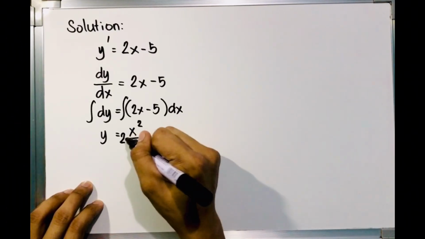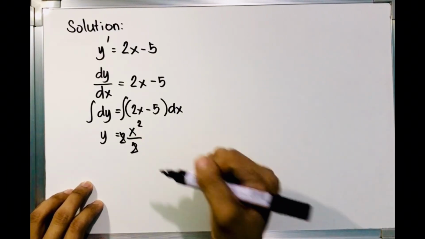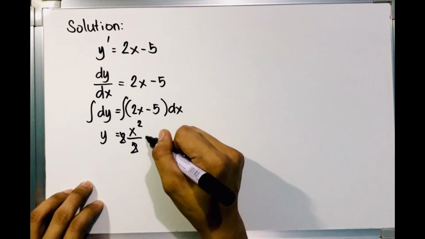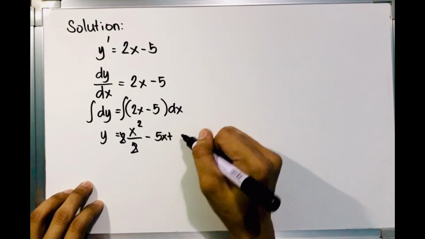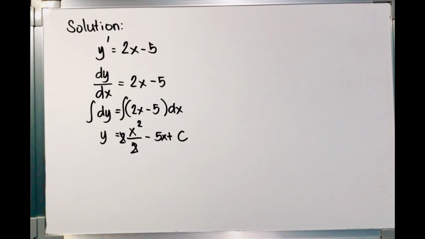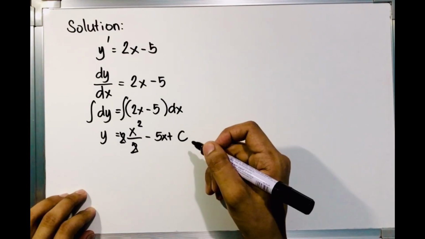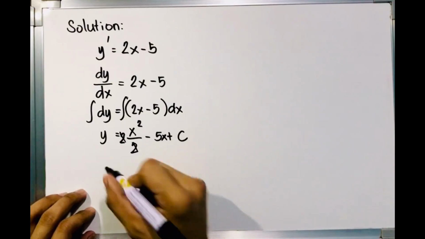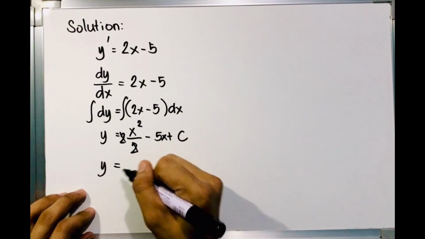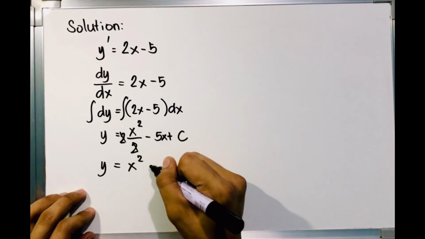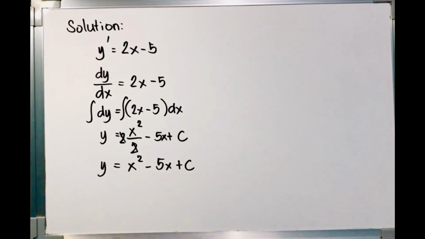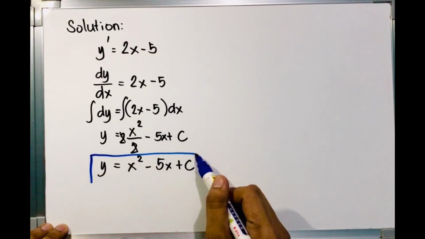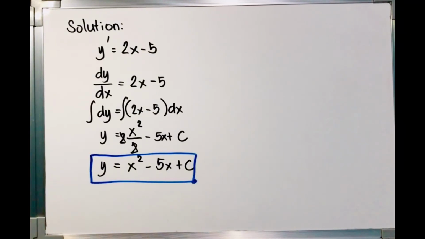Tapos, meron siyang 2 sa harap. So, magka-cancel out na lang yung 2 na yan. Minus 5x, which is, meron pang c. Okay? And this c is the one that we will be computing. So, kung i-rewrite natin yung equation, y is equal to x squared minus 5x plus c. Okay? So, gagamitin natin tong equation na to mamaya para ma-solve natin yung ating hinahanap na constant.